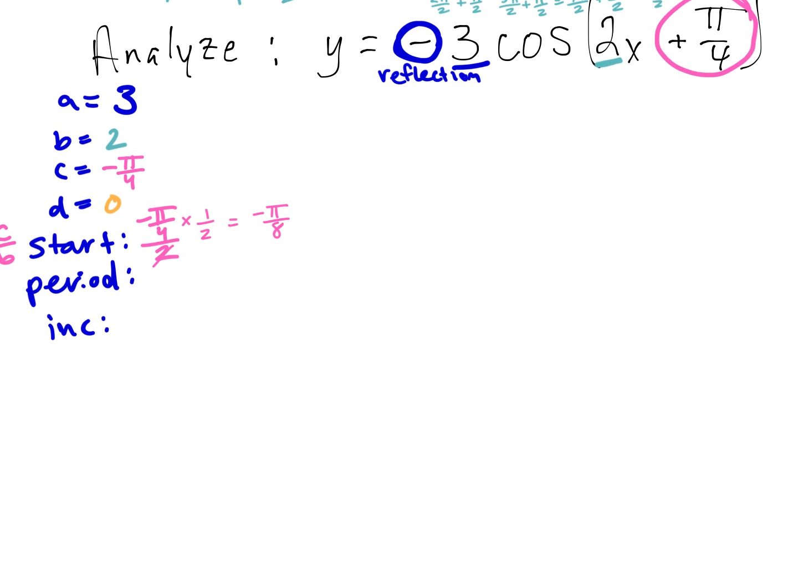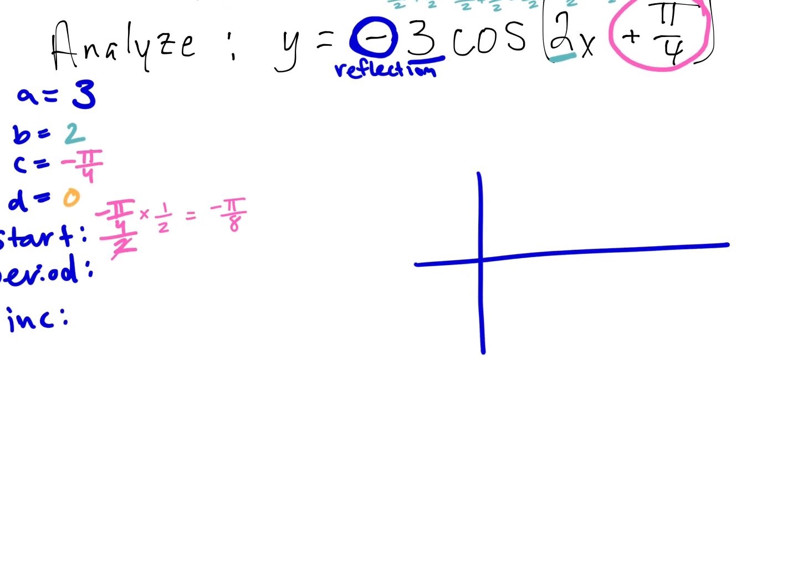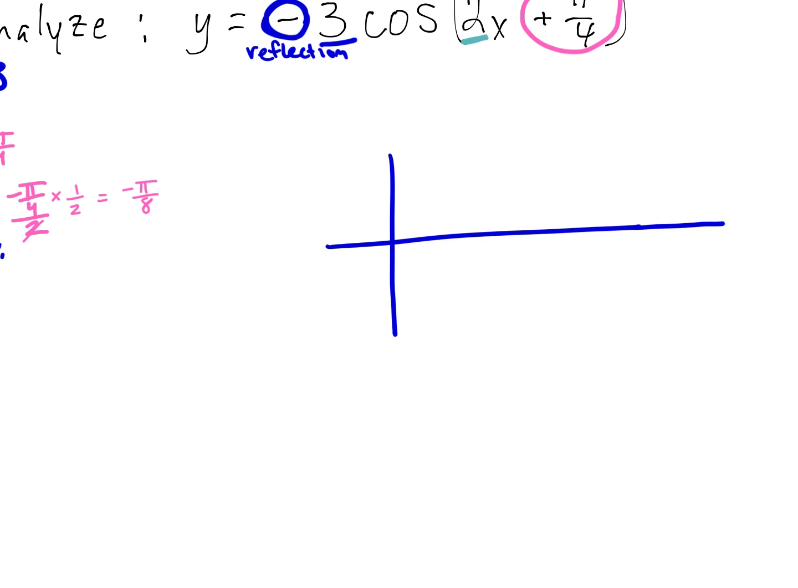So I'm going to put that on our graph here. So we are going to start at negative pi over 8. So that's going to be to the left of our y-axis that we have. So we're going to start at negative pi over 8. I'm also going to put my amplitude while I'm at it here. So we're going to go up to 3 and down to negative 3.